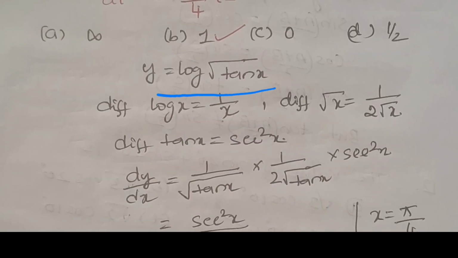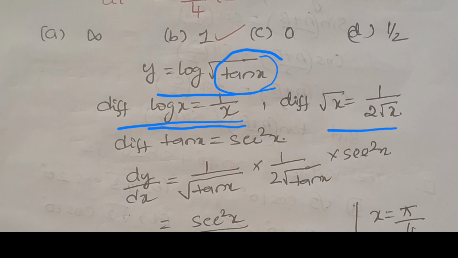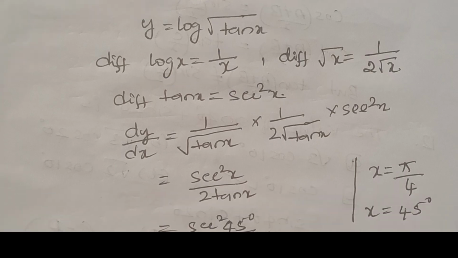y is equal to log of root tan x. Here you differentiate each term. Differentiation of log x is 1 by x, so here we are considering tan x. Differentiation of root x is 1 by 2 root x. Differentiation of tan x is equal to secant square x.